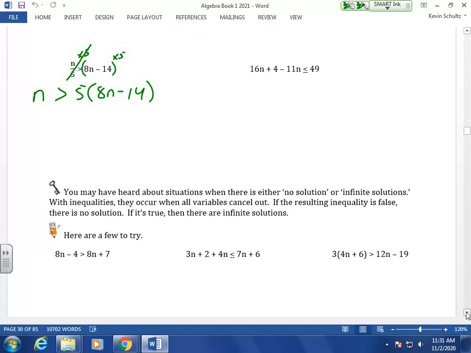So to distribute, the 5 goes into the parentheses. Our left side doesn't change. 5 times 8n is 40n. 5 times negative 14 is negative 70. Now we've got variables on both sides. So what do you want to do?